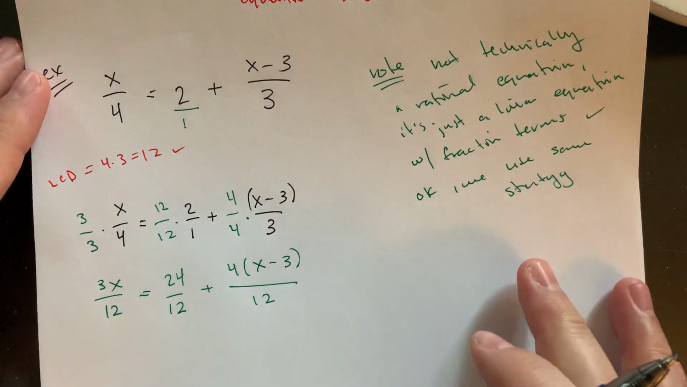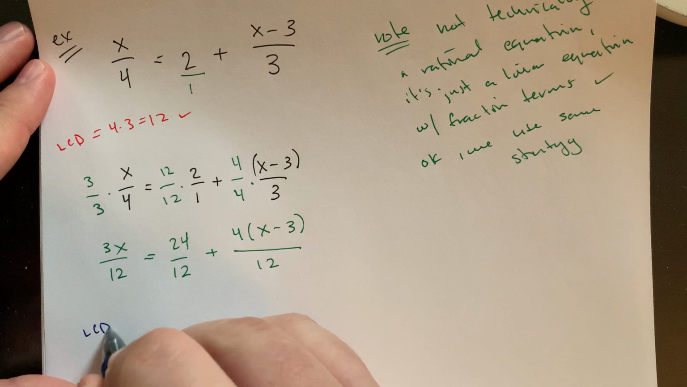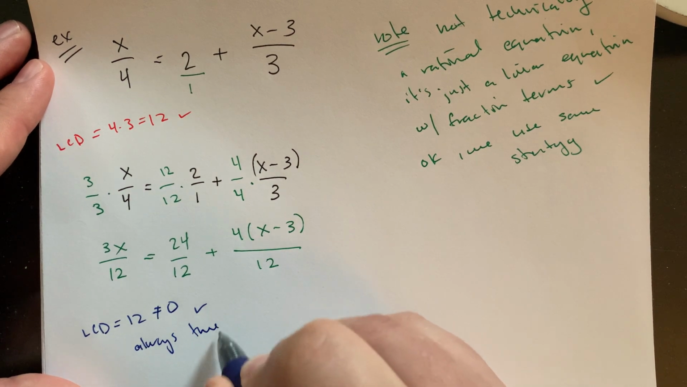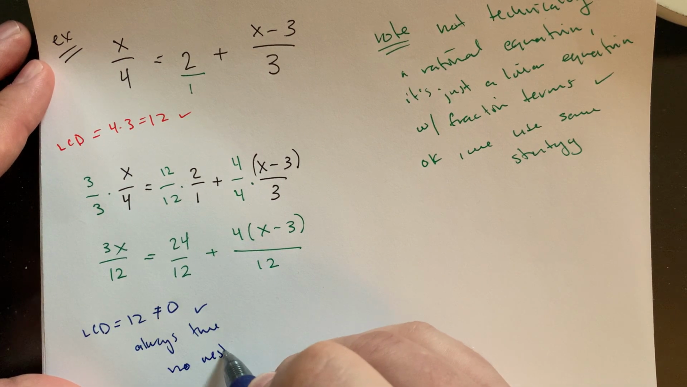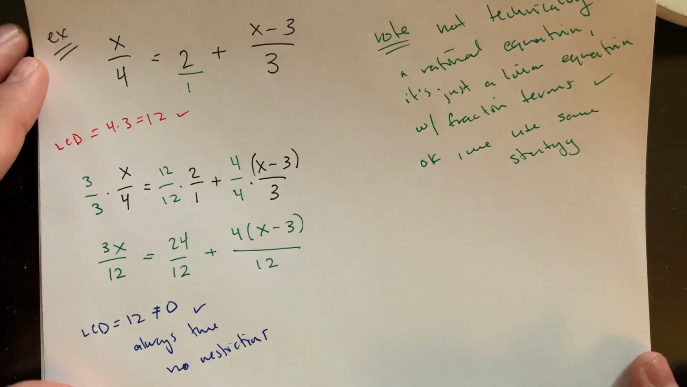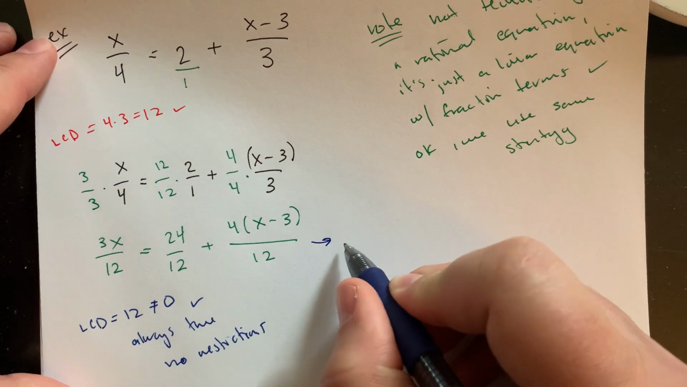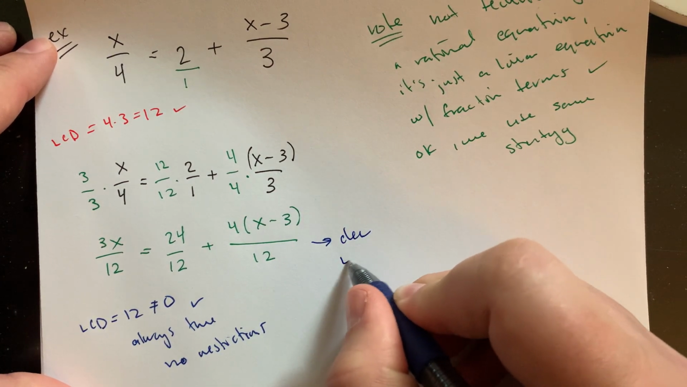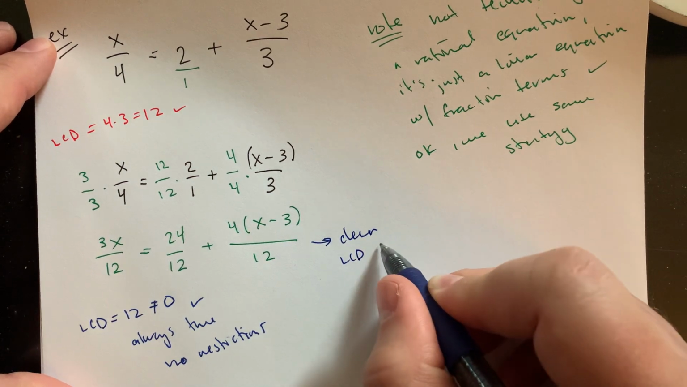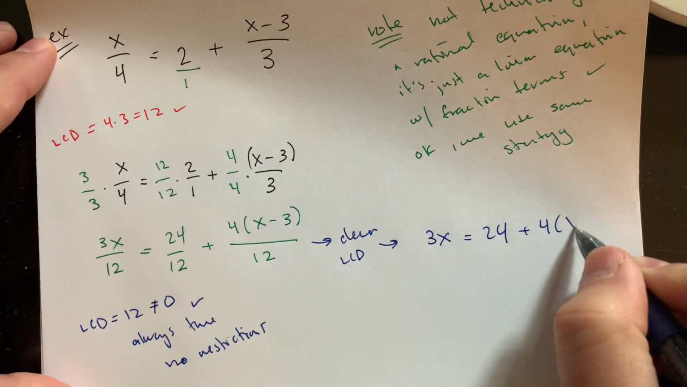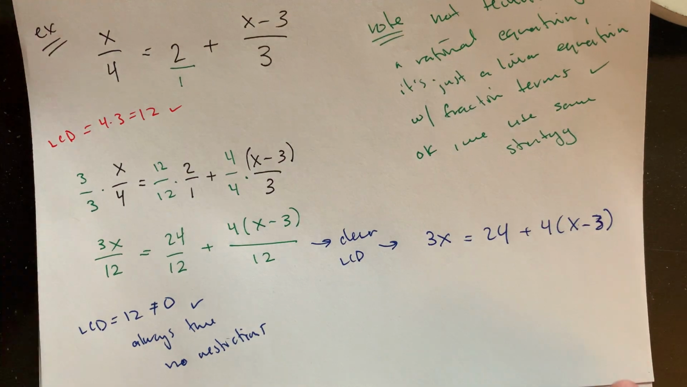I need to check, making sure my LCD is not equal to 0. That's always true, there's no x's there. So there's no restrictions. If we have a true rational equation, there'll be x's there, of course, and then you'll have to actually get some restrictions. So take a note of that. Once we've done that, however, I can just clear the 12 out of there, clear my LCD, and what I'm left with is just 3x equals 24 plus 4 times x minus 3.